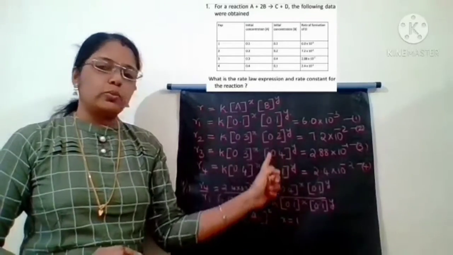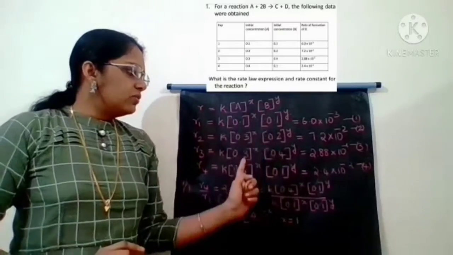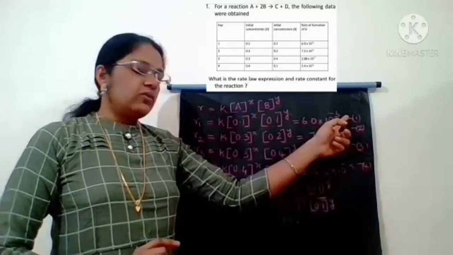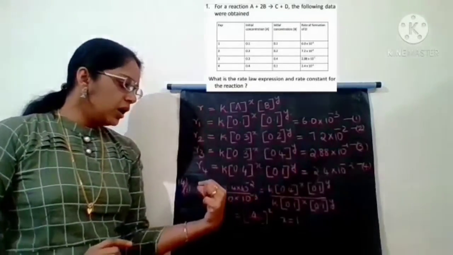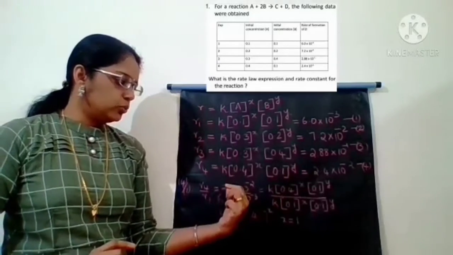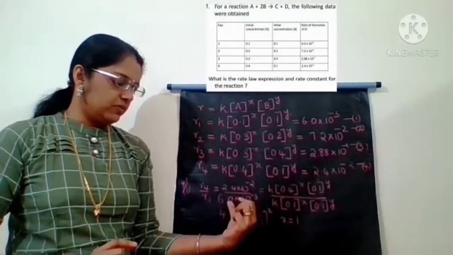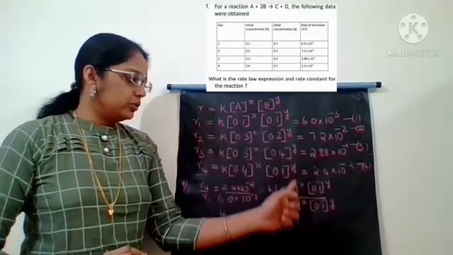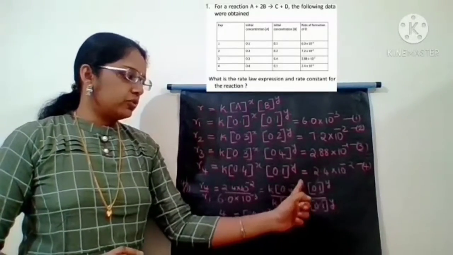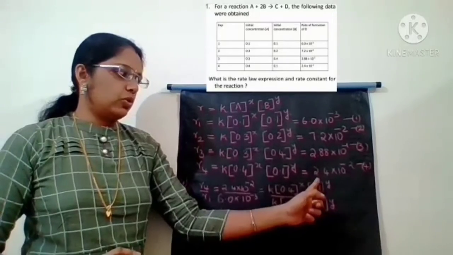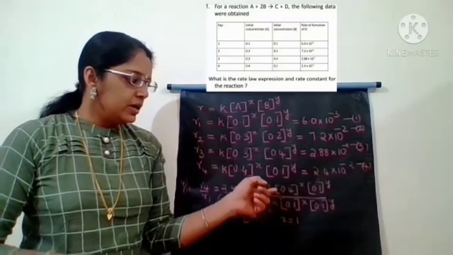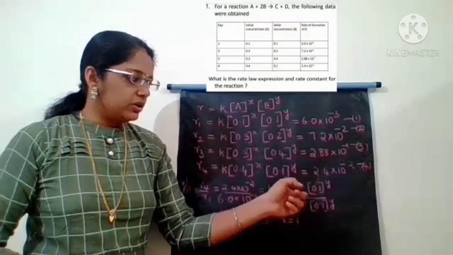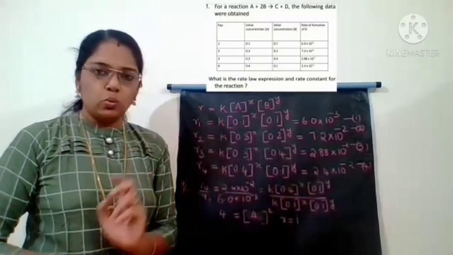Concentration of B is found to be constant. So when we divide the fourth equation by the first equation, R4 by R1, we get 2.4 × 10^-2 divided by 6 × 10^-3 is equal to K into concentration of 0.4 raised to X into concentration of 0.1 raised to Y, divided by K into concentration of 0.1 raised to X into 0.1 raised to Y.